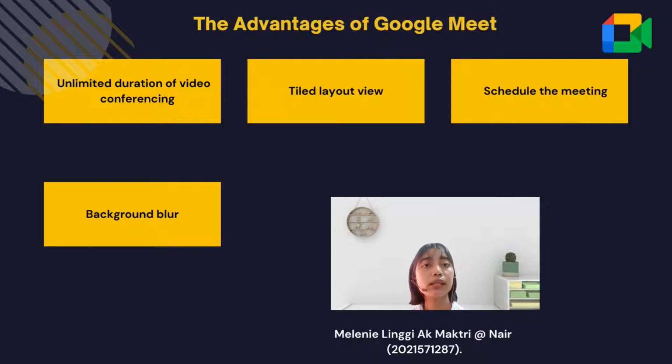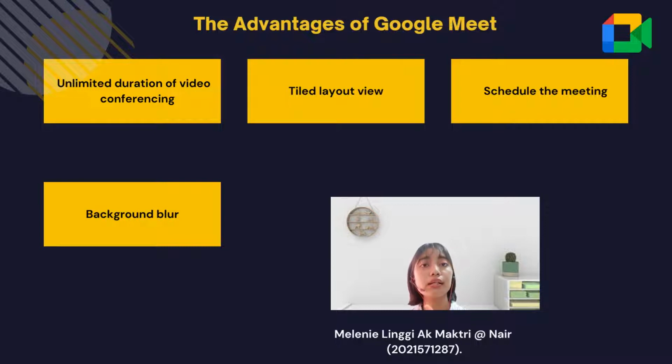Next, schedule the meeting. With Google Meet, the user is able to schedule the meeting, which means that the user can arrange the meeting or discussion the day before the event or class. This can be used in 2 categories, whether the user wants an instant meeting or to schedule the meeting first. So with this feature, the student or guest is able to prepare and just click the join link following the time or date that has been arranged.